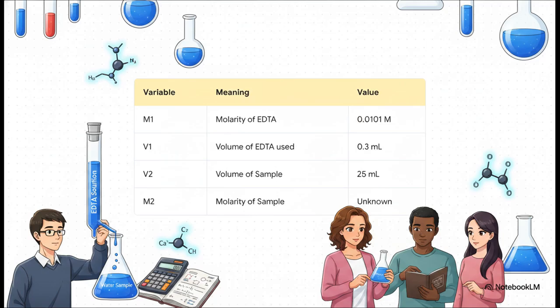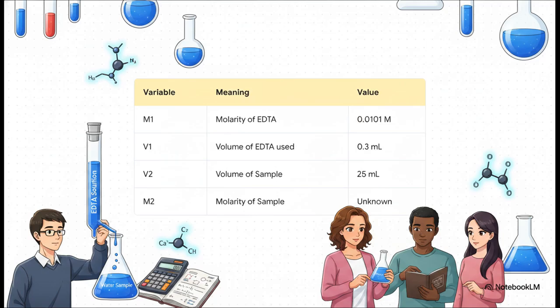M1 times V1 equals M2 times V2. Let's map out our known variables from the RO water experiment. M1 is the molarity of our EDTA solution, which was standardized at 0.0101 molar. V1 is the volume of EDTA we just used to reach that blue endpoint, which, remember, was 0.3 milliliters. V2 is our starting sample volume, which was 25 milliliters.